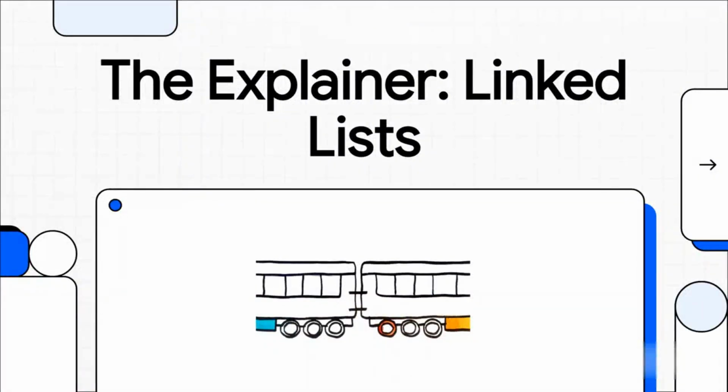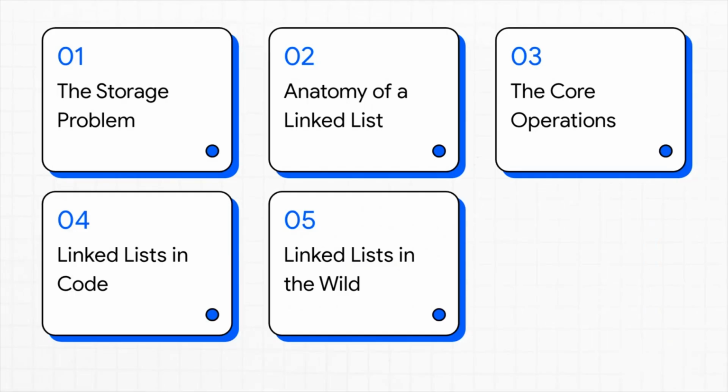Today, we are diving deep into one of the most fundamental data structures in all of computer science, the linked list. All right, here's the game plan. We're going to start with the why. The problem that arrays can't quite solve. Then, we'll dissect a linked list, piece by piece. We'll see how it actually works, peek at some code, and then wrap up by showing you where these things are hiding in plain sight.